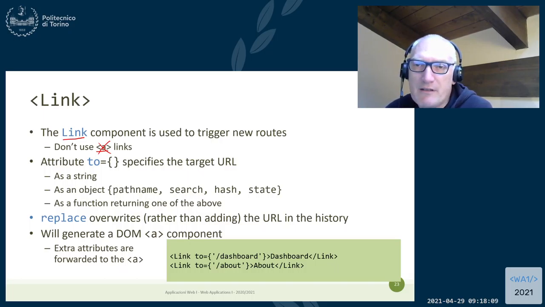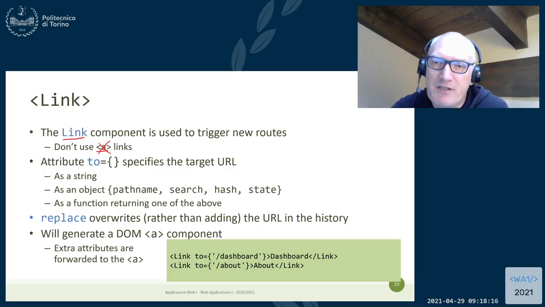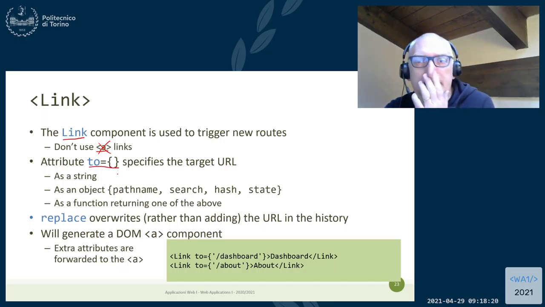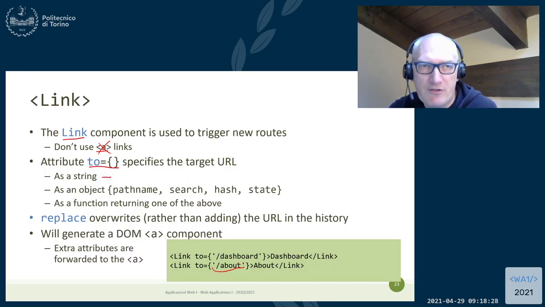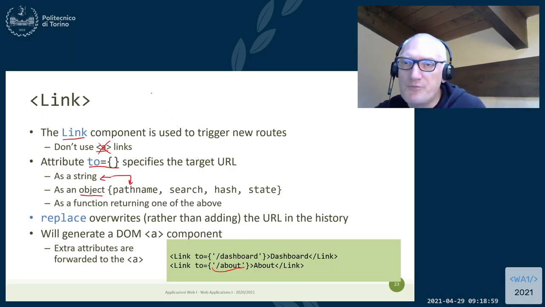The link component generates a link on your page, and this link will navigate to a different page specified by the to attribute. And to may be simply a string, like here, to, string, a page, or an object. And for us, the object version will be very important. Okay, the object that we need to pass to the to attribute contains four attributes. The first one is the pathname, which is exactly the string. Okay, so we may pass it directly a string or an object, like to equal to an object.